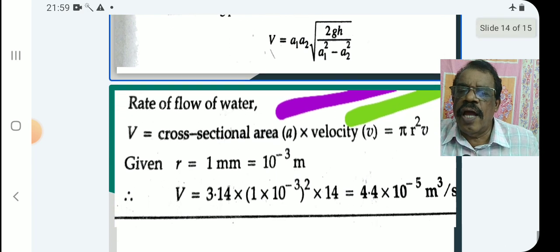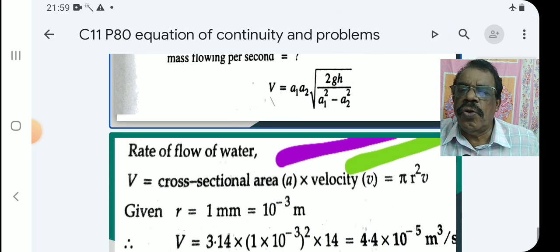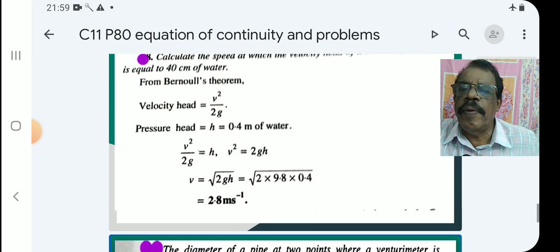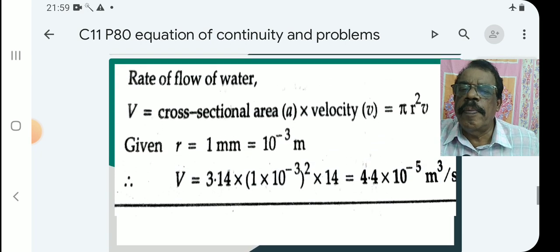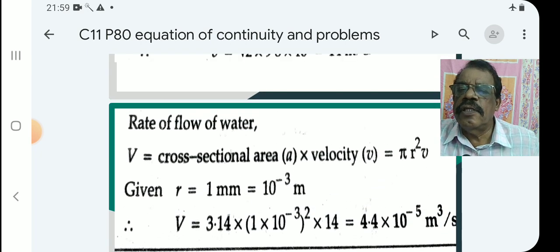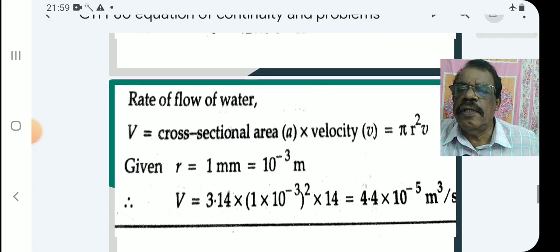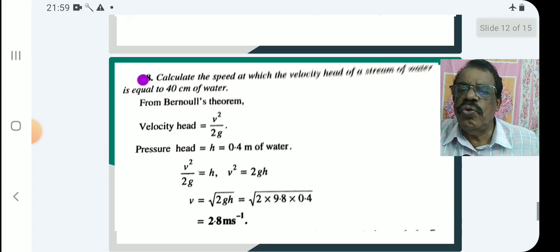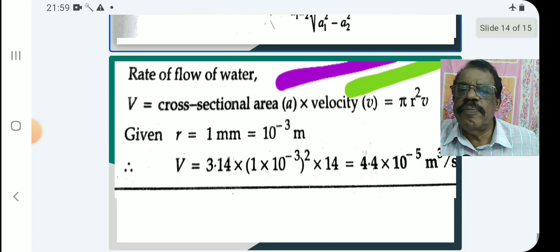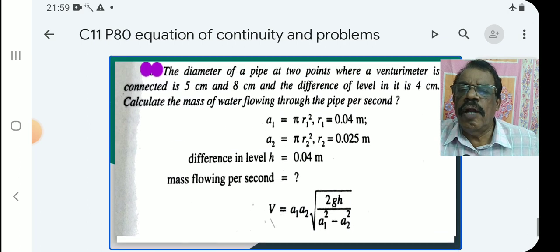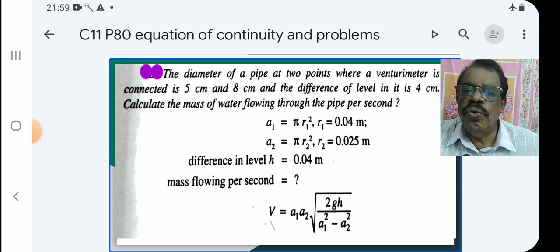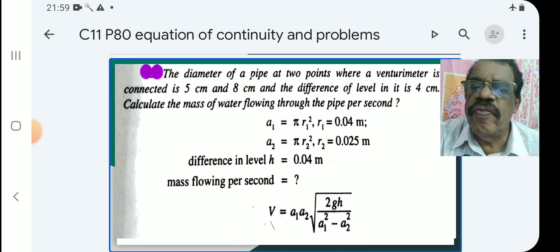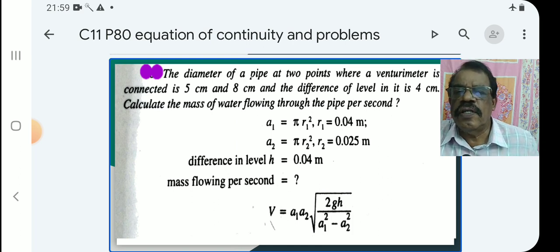This slide is not required because it is a part of the problem above. This slide is repeated at the bottom, so you need not consider the bottom slide. This problem is incomplete. You complete it by giving the values and calculate. Thank you very much.